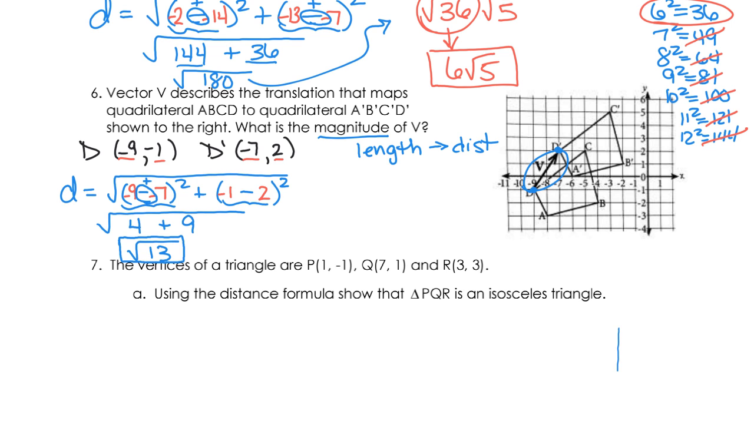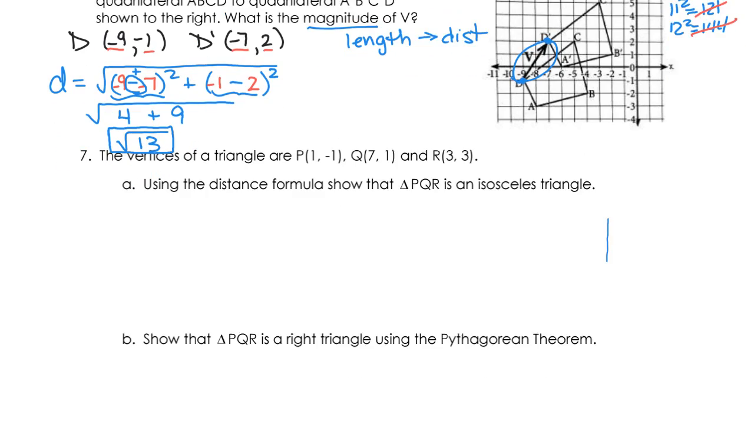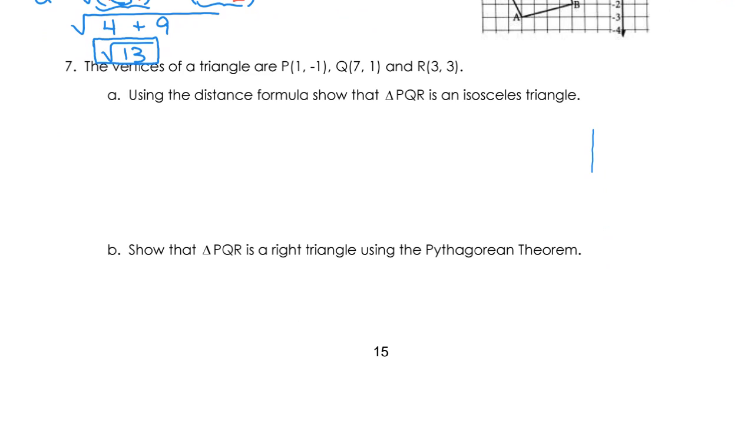All right, one last question here, guys, in number 7. Oh, it's got 2 parts, but that's okay. All right, number 7, guys, says that the vertices of triangle P, Q, and R are those, and they're saying using the distance formula, show that triangle PQR is isosceles. And we haven't seen isosceles triangles in a while, but hopefully you guys remember they have 2 congruent sides, or 2 sides with the same length.